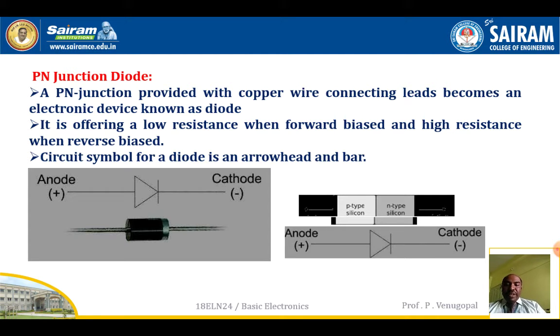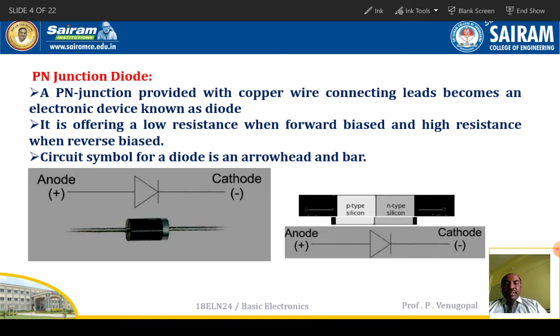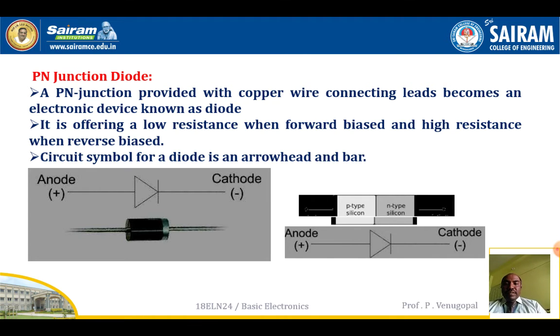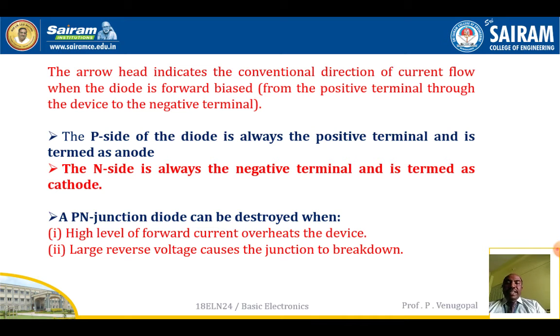It is an arrowhead followed by a bar. The arrowhead indicates the conventional direction of current flow when the diode is forward biased, which means from the positive terminal through the device to the negative terminal. The P side of the diode is always the positive terminal and it is termed the anode, as I told you already. And the N side is always the negative terminal and it is termed the cathode.